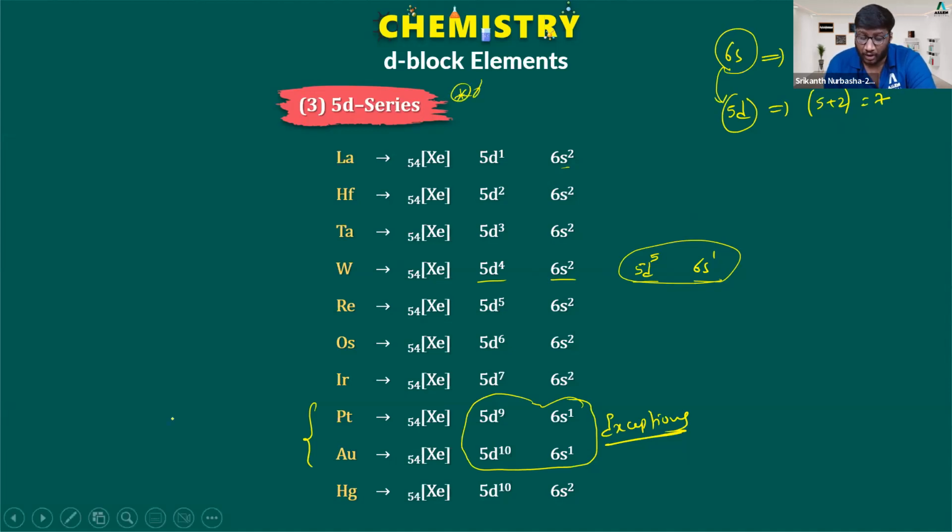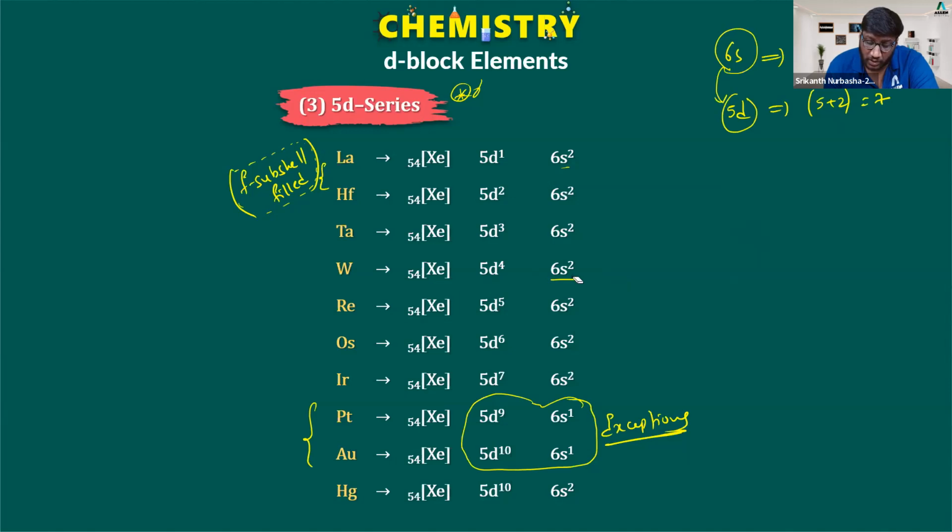Why? Because here after lanthanum, you have the f subshell filled. The f subshell has poor shielding effect. Yes or no? The poor shielding of the f subshell is the reason for the lanthanide contraction also. So that is why these exceptions are seen. So 5d5 6s1 is not there; 5d4 6s2 is the electronic configuration possible in the 5d series.